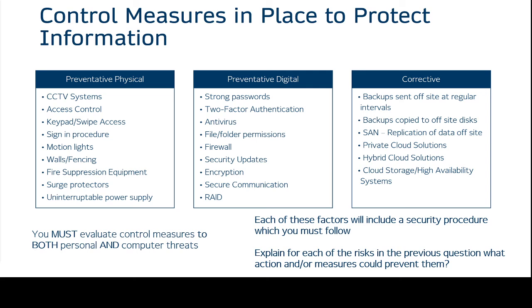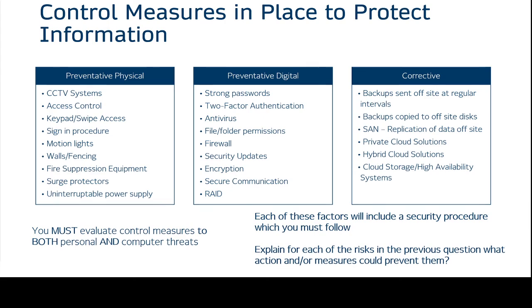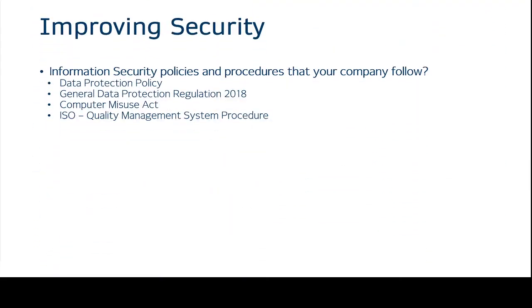Explain each of the risks in the previous question, the previous criteria, and you could talk about what measures. So you could link that together with the previous criteria, and you should evaluate control measures to both personal and computer threats as well. So that's what it says in the criteria.